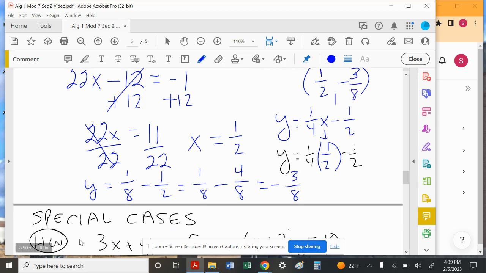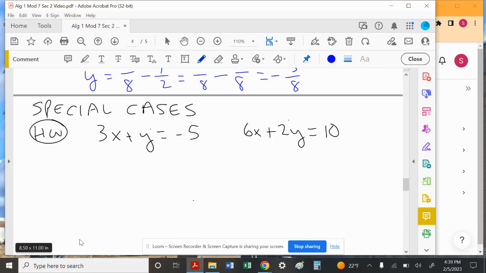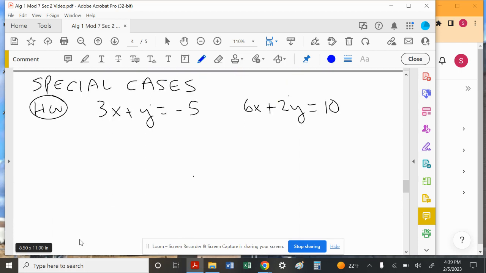All right, now we have special cases. So now we've got a special case that I want to walk through, and I want to show you that in this particular example, there might be things that cancel out that we don't expect to cancel out, but they do. And so that's why it's considered a special case.